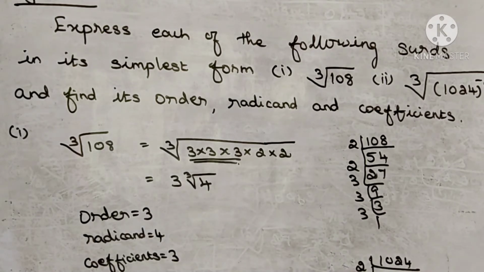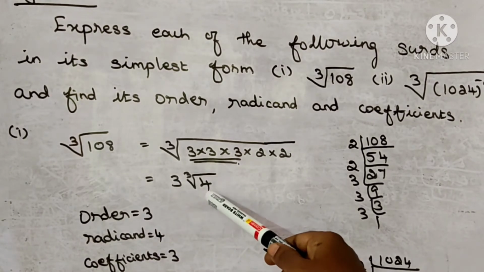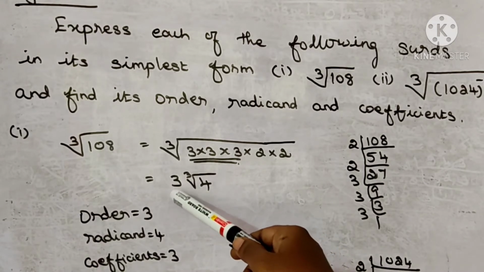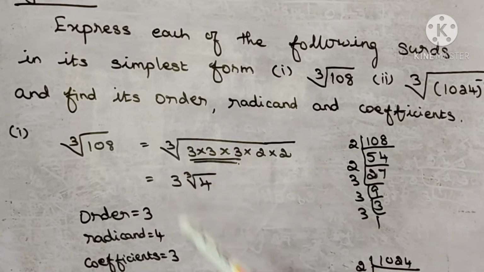Now write the order, radicand and coefficient. The index is the order, 3. The value inside the root is the radicand. The number nearest to the surd is the coefficient, so 3 is the coefficient. So the answer is: order 3, radicand 4 and coefficient 3.